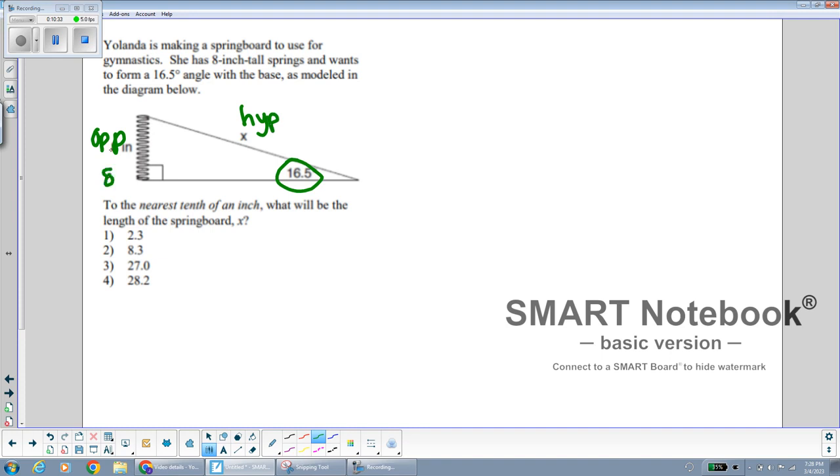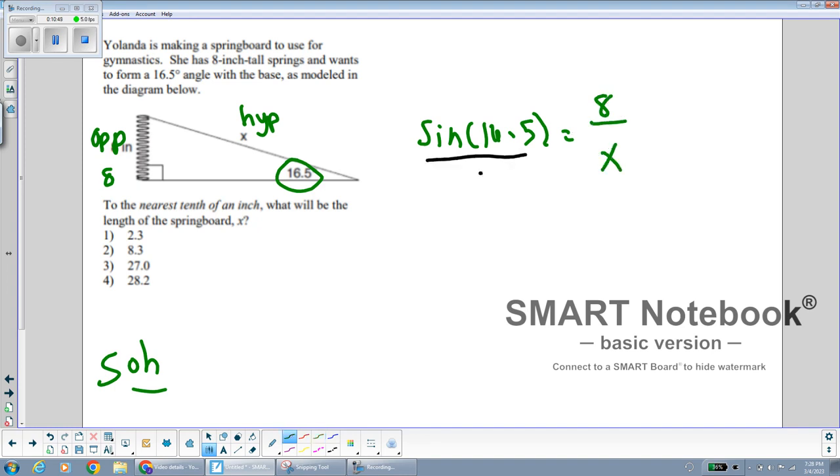Since we have opposite and we're finding hypotenuse, that would be sine, O over H. So sine of 16.5 is equal to opposite over hypotenuse. From here, we can cross multiply.